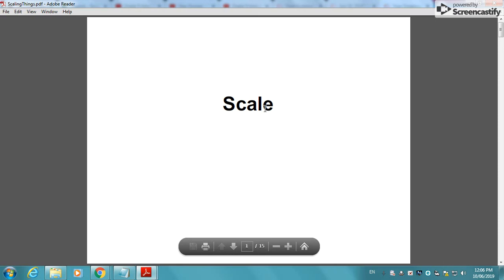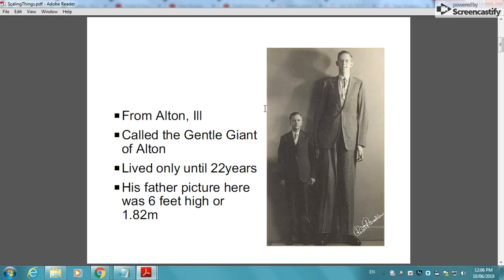Scaling objects. We're going to want to scale the solar system. We're going to have to take large planets and small planets and fit them to a scale so we can comprehend their size, similar to what we did in relative numbers.